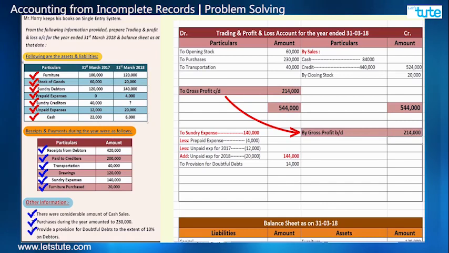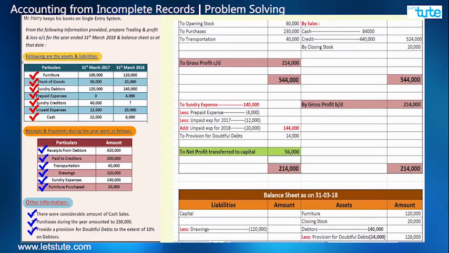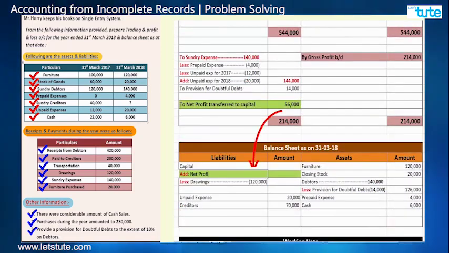Moving back again to the closing part, we now get the gross profit, which will be transferred here. We get the net profit as 56,000, which will be added to the capital in balance sheet. But we don't know the capital introduced by Mr. Harry. So how do we find that?